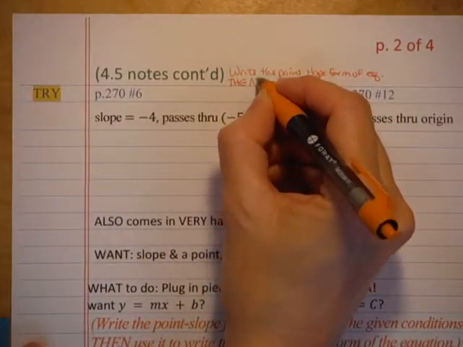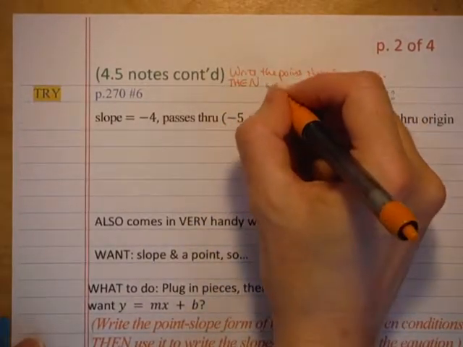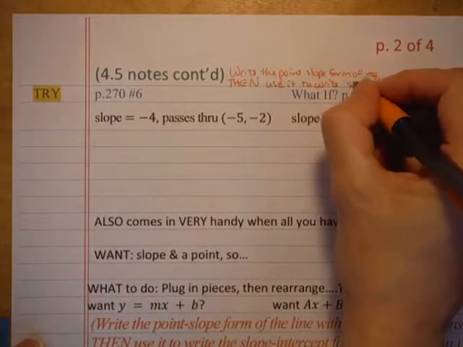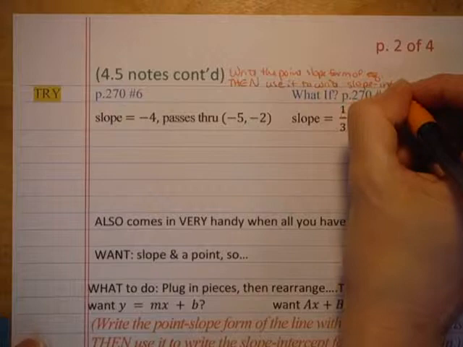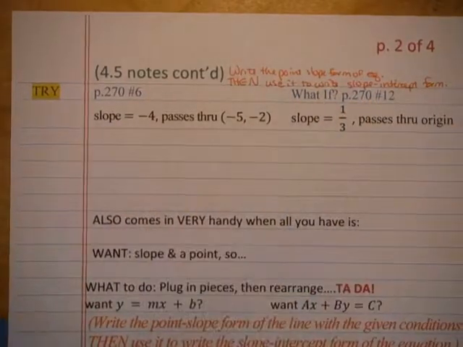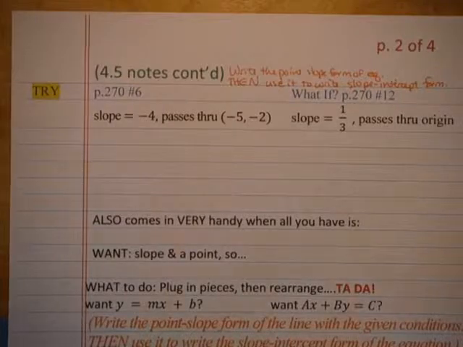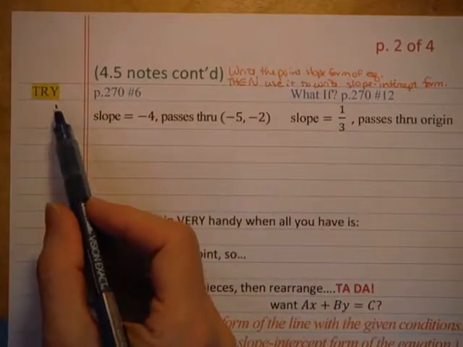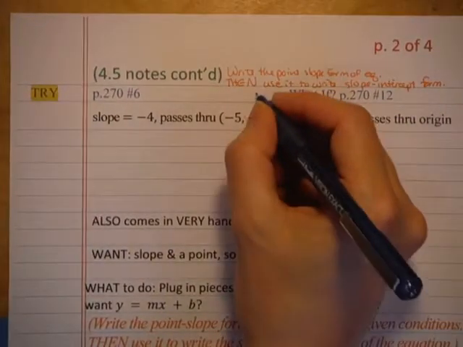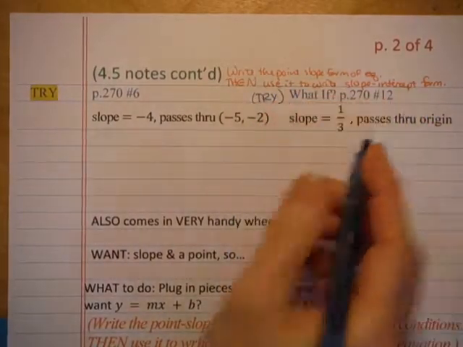Then use it to write the slope-intercept form. So we're going to do both of these as a try here. You've got your number 6 and then you've got your what if. We'll also do this one as a try. But let's take them one at a time.